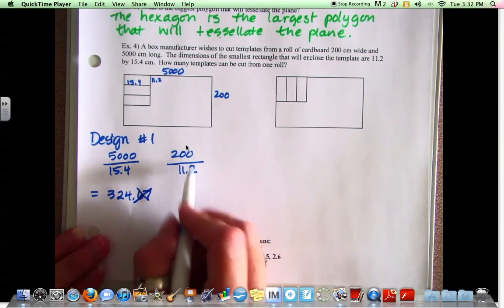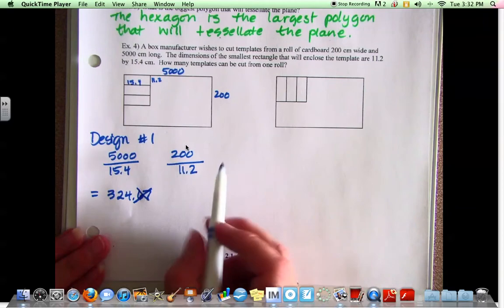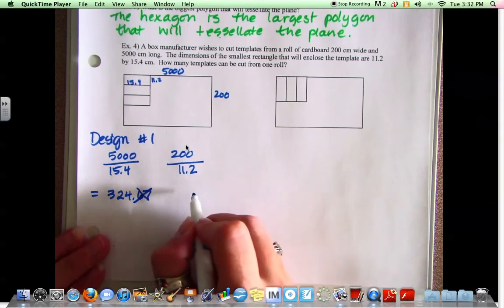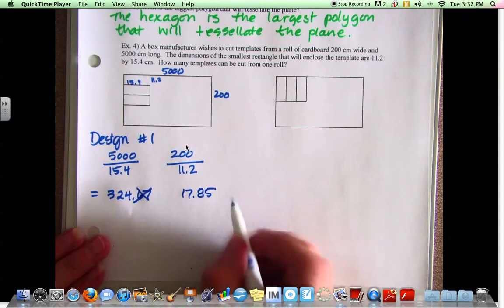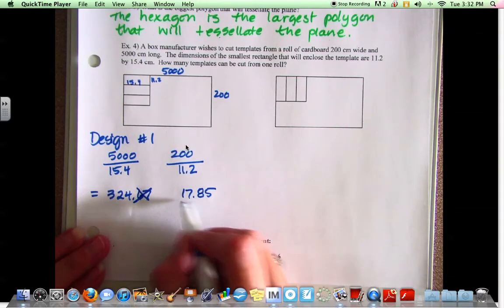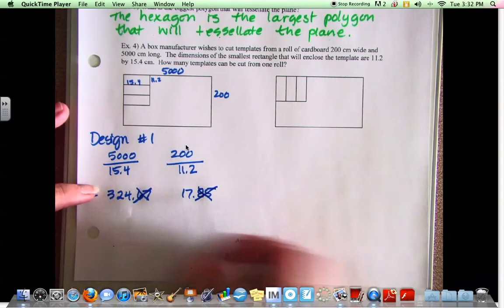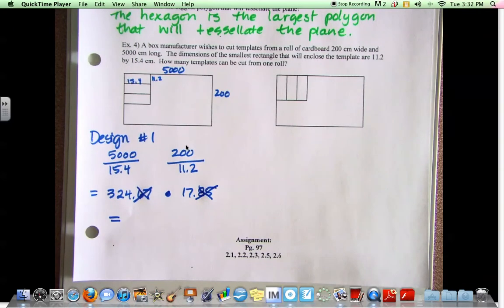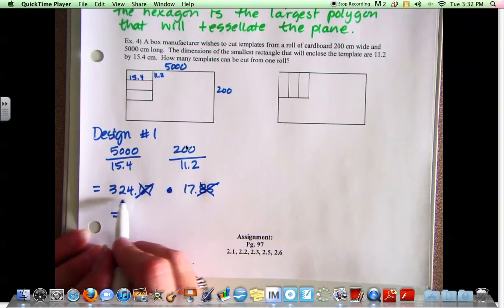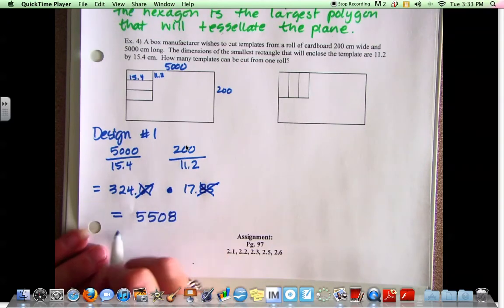So now we want to see how many we can cut from the width. So 200 divided by 11.2 gives us 17.85. But again, we don't want partial templates, we want whole templates, and we can cut 17 whole templates out. We don't want the partial. So the length by the width, multiply them to find out the total number of templates we can cut. Laying it out this way, 324 times 17 will give us 5,508 templates.